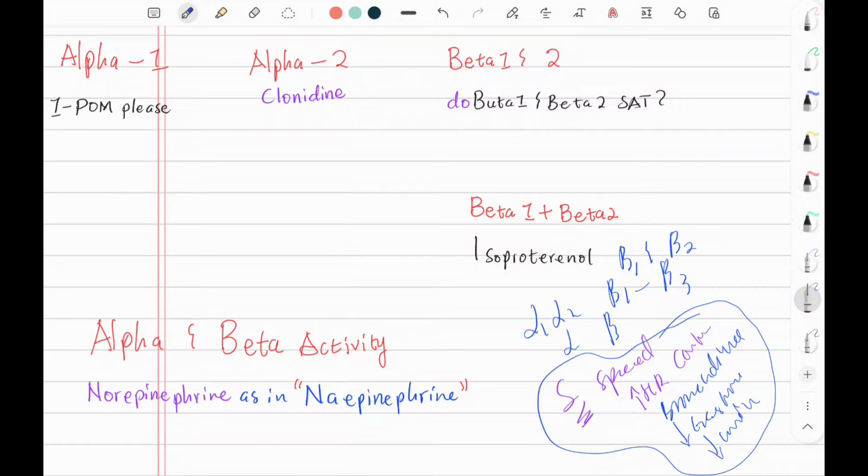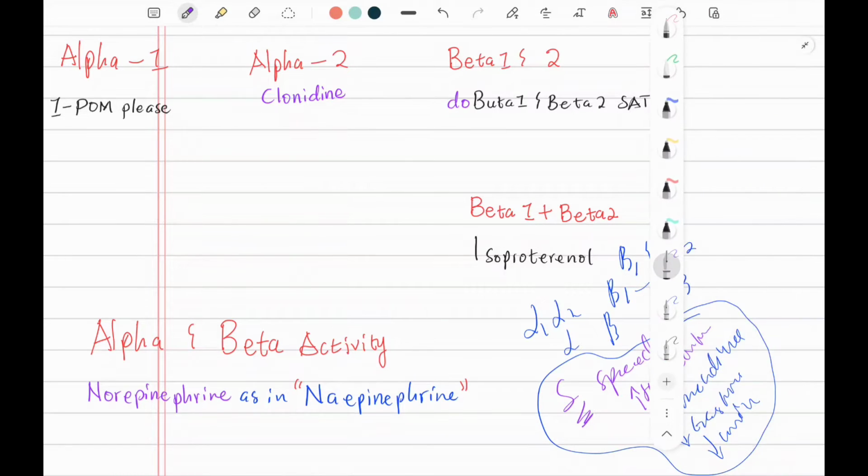And so we have alpha 1 drugs. Now these are the drugs which are selective for the alpha 1 receptor. The mnemonic here is 1 POM, please. And so the 1 here denotes alpha 1. The P here is phenylephrine. So this is an alpha 1 selective drug, phenylephrine. The O here is oxymetazoline, or there is another name for it, it's called xylometazoline. They're basically the same drugs, but the names are a little bit switched up. The last drug that we will talk about here is an M, so we have midodrine.